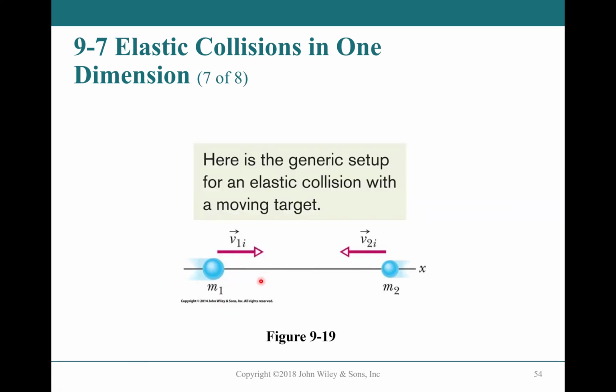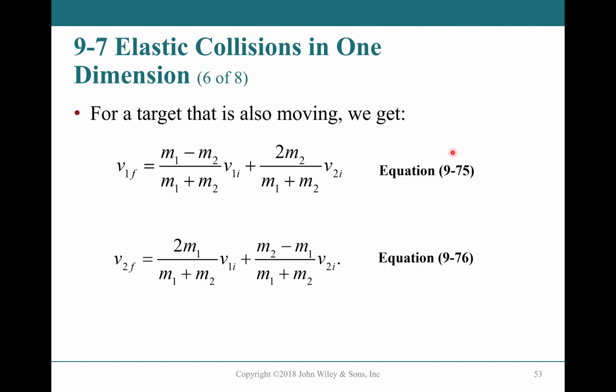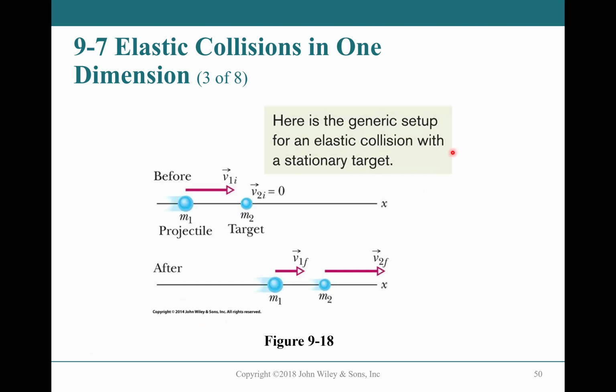Here we have a generic setup for an elastic collision, where kinetic energy is conserved. With equal masses in an elastic collision, if M1 equals M2, they are going to exchange their initial speeds. Okay, so we take a look at this checkpoint here. What is the final linear momentum of the target in line 18, which is this one here?